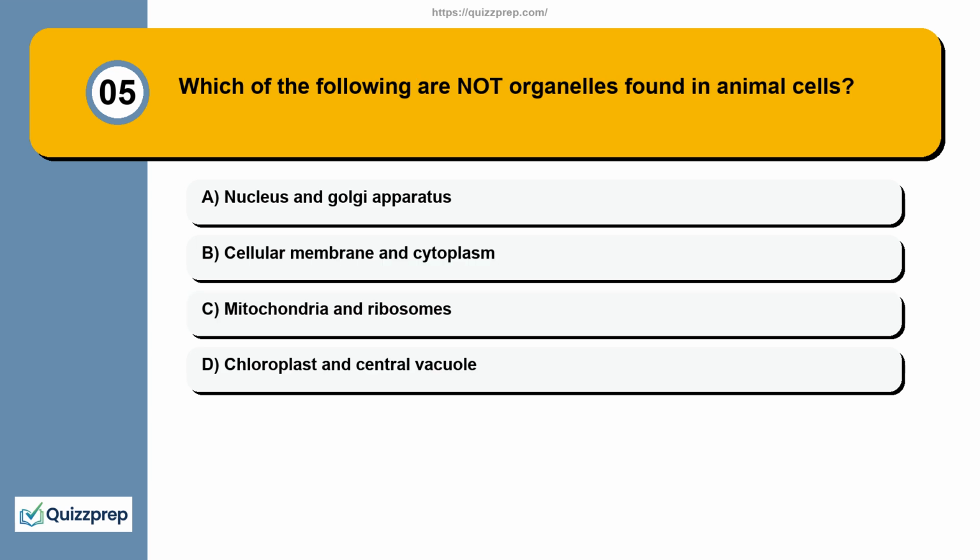Question 5. Which of the following are not organelles found in animal cells? Nucleus and Golgi apparatus, cellular membrane and cytoplasm, mitochondria and ribosomes, chloroplast and central vacuole.